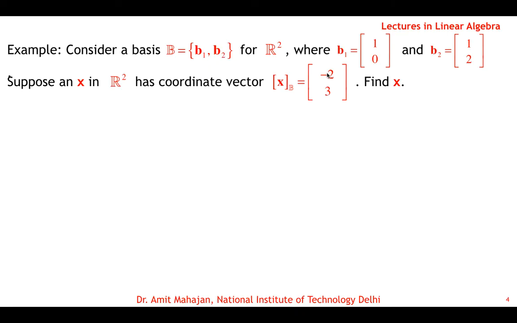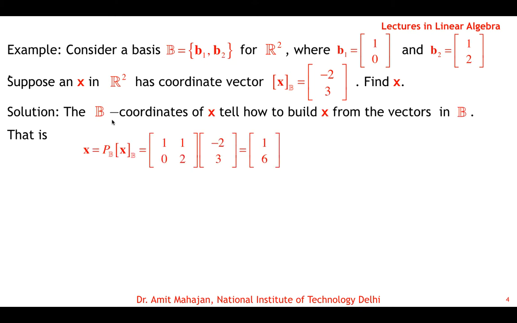Clearly, if I write x as c1 b1 plus c2 b2, where the weights are c1, c2, that means x will be -2 distance in the direction of b1 plus 3 distance in the direction of b2. So we can calculate x easily, or we can use the equation x equals P_B times [x]_B. P_B is the matrix of the basis vectors b1, b2. The B-coordinate of x tells us how to build x from the vectors in B, that is, we can calculate x as P_B [x]_B.